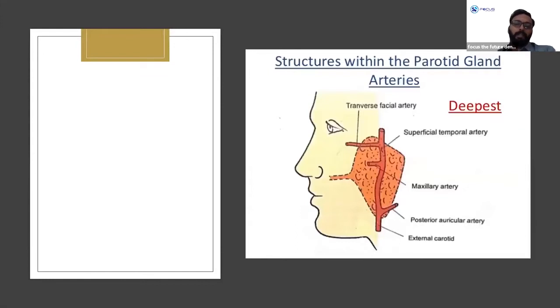So the important structures which we need to know are the structures within the parotid gland. Have a look at this. Firstly, arteries. You have the external carotid artery, which divides to give the posterior auricular artery, and then further terminates as the maxillary artery and superficial temporal artery. So this division takes place within the parotid.